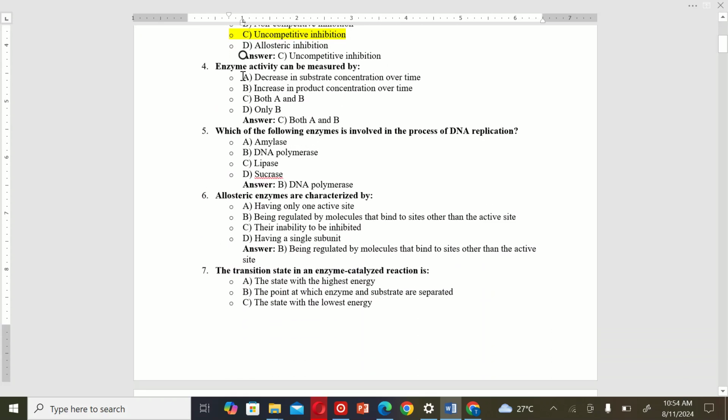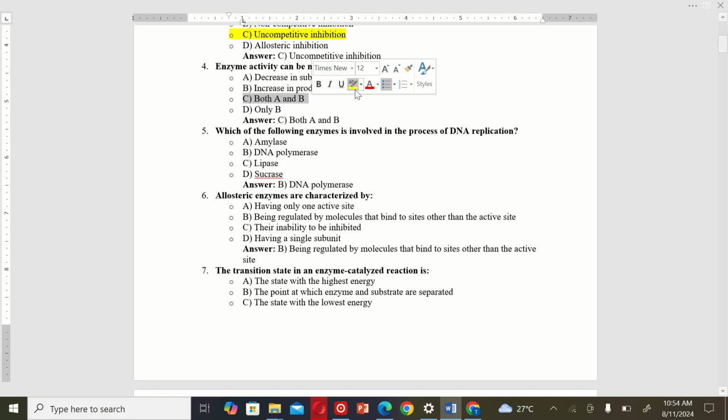The next MCQ is: enzyme activity can be measured by A. Decrease in substrate concentration over time, B. Increase in product concentration over time, C. Both A and B, and D. Only B. So the correct option is C.